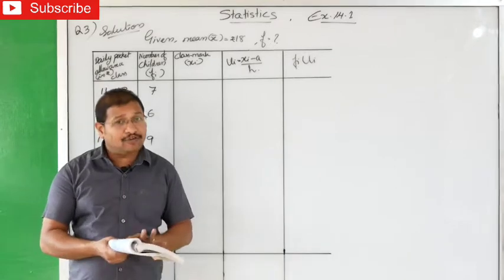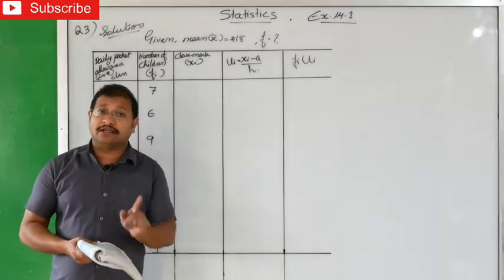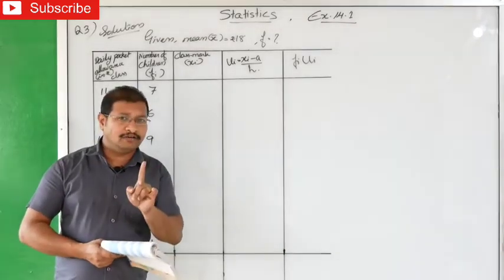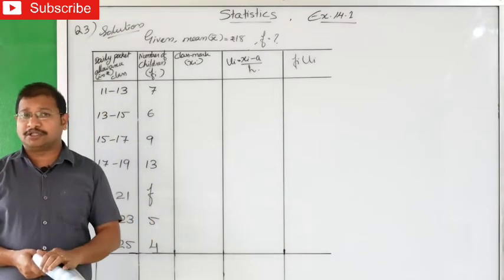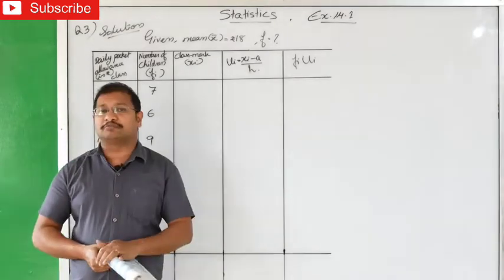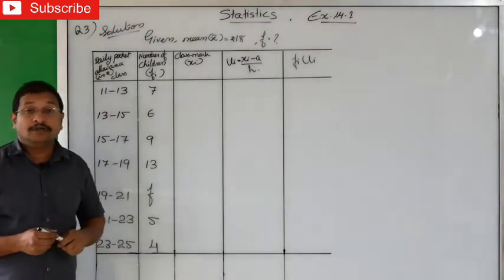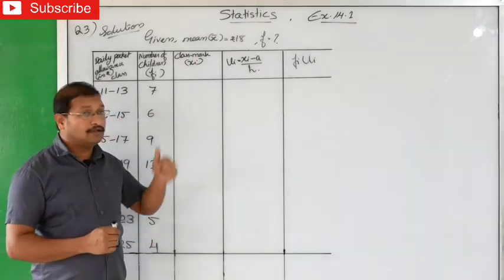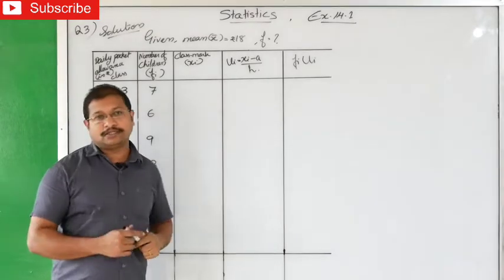Ready? So we have to find out here the missing frequency. Of course, the mean is given, so you can use any method to find the missing frequency. Let's use the step deviation method. That will be the easiest method for such types of questions. Please make sure that you are writing the question in your copy, because I am not writing it here. It will spoil the place and time. Let's start the work now.